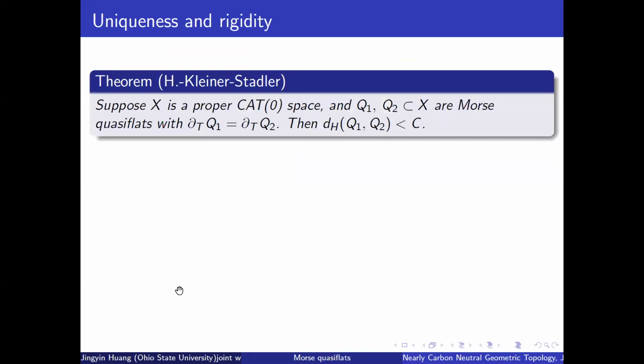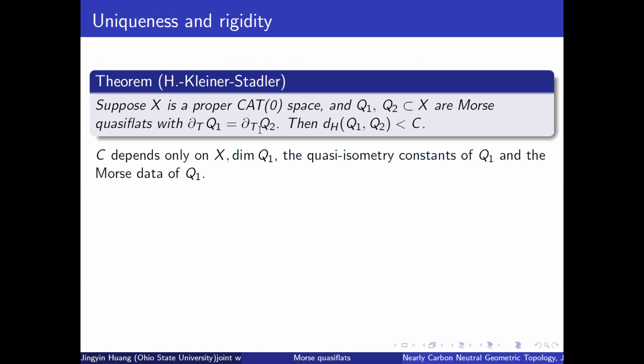Now let's look at some more results in this direction. We also have the uniqueness result. Suppose we have two Morse quasi-flats such that they have the same boundary cycle at infinity, then they're more or less the same in the sense that the Hausdorff distance is finite. And this constant C, the estimate of the Hausdorff distance, only depends on the Morse property of the quasi-flat.